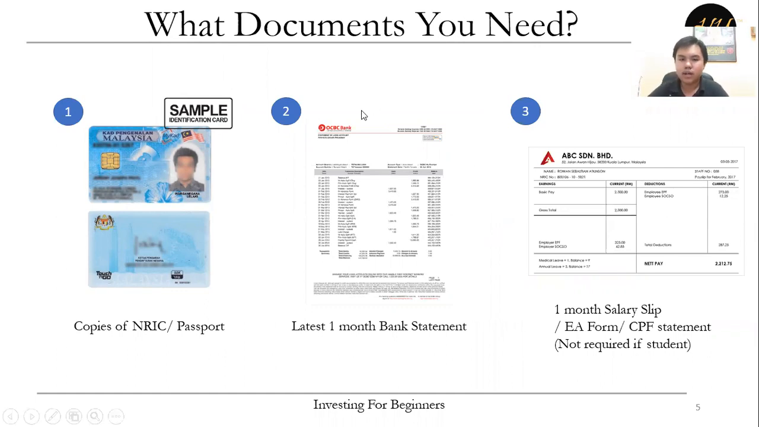Okay, your bank statement has to clearly state the bank, your full name, and your full house address. Make sure it's accurate. And then the third one is your pay slip, if you're working. If you're not working, then no need.